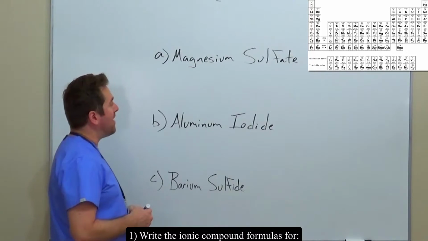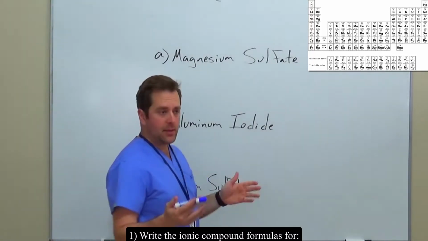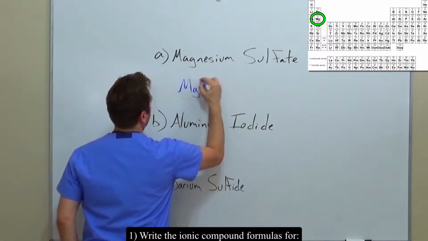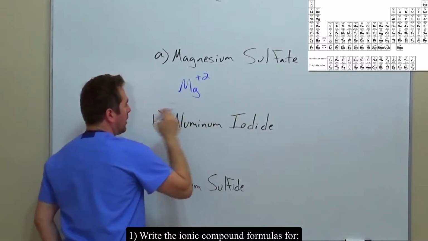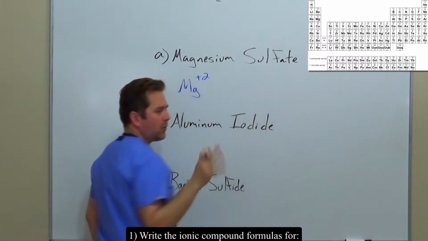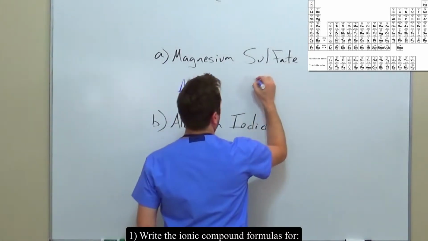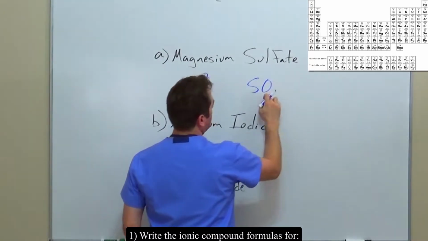Okay, letter A, we have magnesium sulfate. Now magnesium, it's a group 2 element, so we know that it's going to have a positive 2 charge. Now what about this sulfate? If you'll recall, sulfate is a polyatomic ion, and so it's a sulfur bonded to a certain number of oxygens.